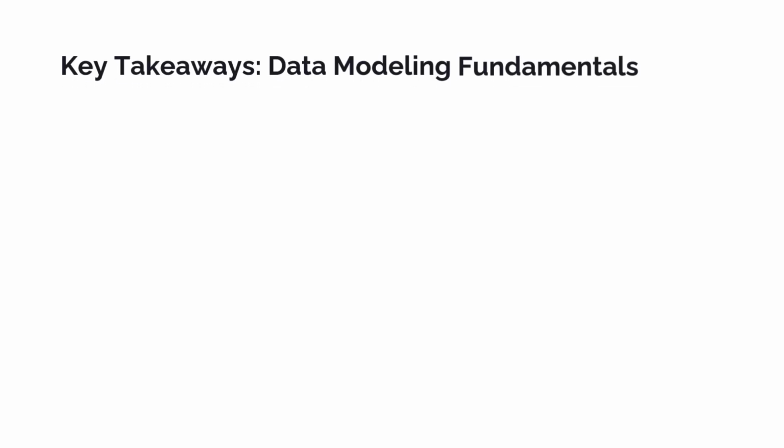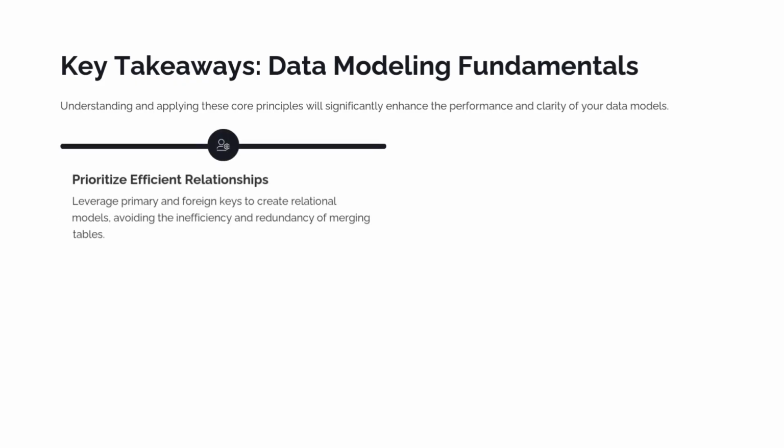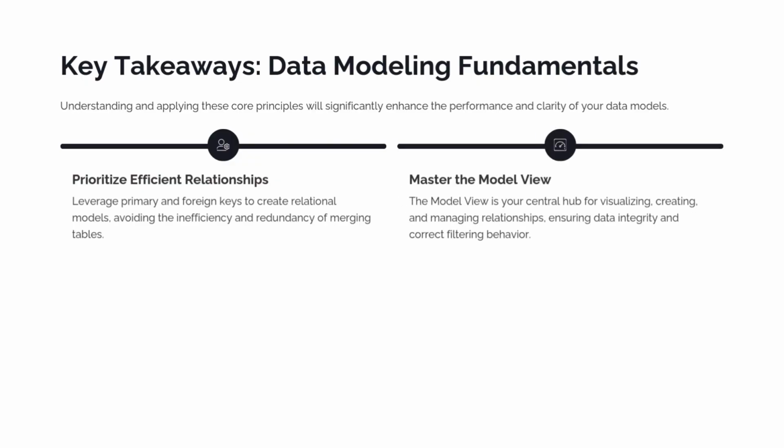Here are the key takeaways for building strong data models. Understanding and applying these core principles will significantly enhance the performance and clarity of your data models. First, prioritize efficient relationships. Use primary and foreign keys to structure your data properly. This helps avoid unnecessary merging and keeps your model clean and efficient. Next, master the model view. The model view is your main workspace for visualizing and managing relationships. A well-designed model helps maintain data integrity and ensures filters work as expected.